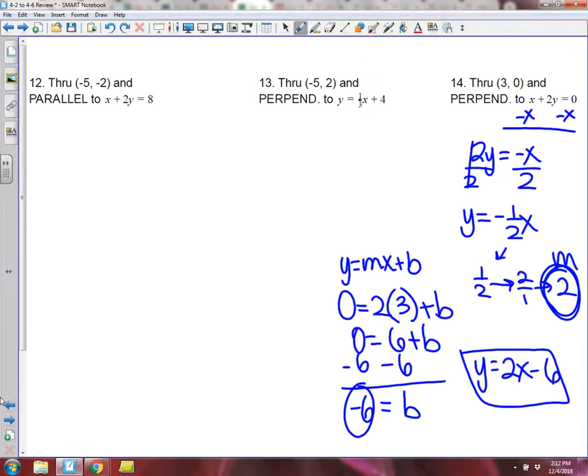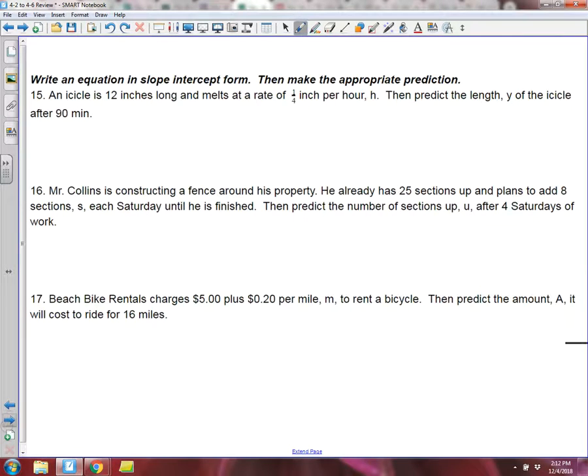Okay. I need you to write me an equation, and then I need you to make a prediction. So we're going to start with number 15, and then you're going to have 16 and 17. So here we go. Follow along with me. An icicle is 12 inches long and melts at a rate of 1/4 of an inch per hour h. I need an equation, folks. Well, it's probably got to be in y equals mx plus b, right? So I need an m and a b. Which one's my m? Which one's my b?